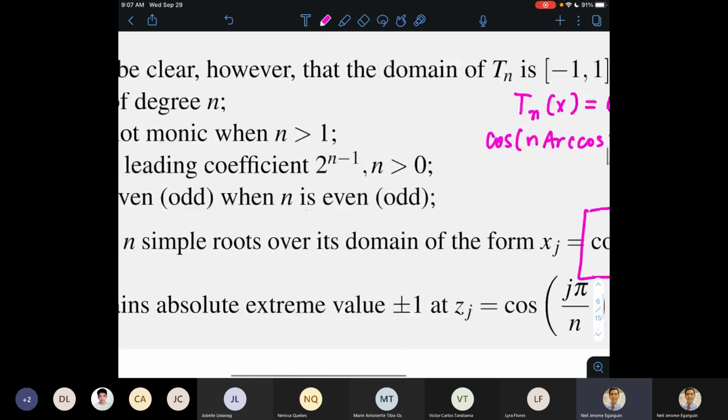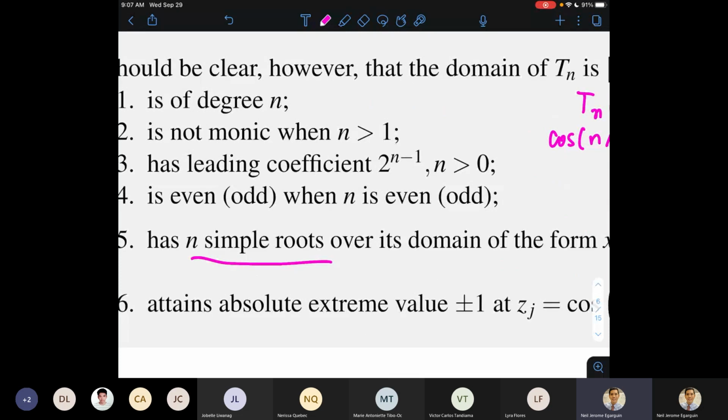Pero sabi dito, it will have n simple roots. So ibig sabihin, kung ilan yung degree, ganun kadami yung zeros ng Chebyshev polynomial. Okay.